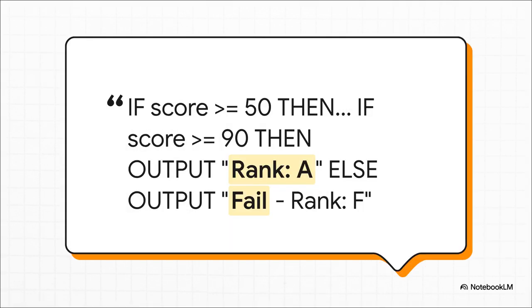All right, let's take a look at this example for checking grades. So the first thing the code does is check if the score is 50 or more. Simple enough. If it is, then it goes to a second nested check. Is that same score 90 or higher? And only if the answer to that question is yes, does it give you rank A. You see how that works? The rank A check only ever runs if the score has already passed that first test. It's a decision inside a decision.